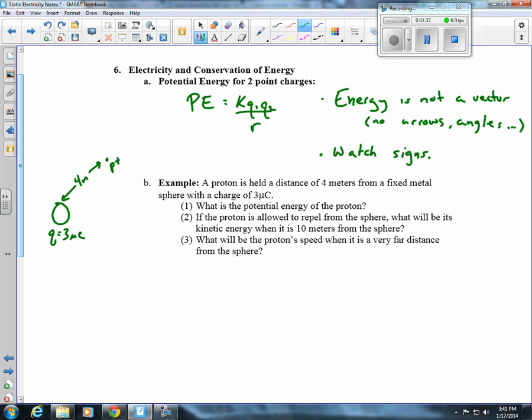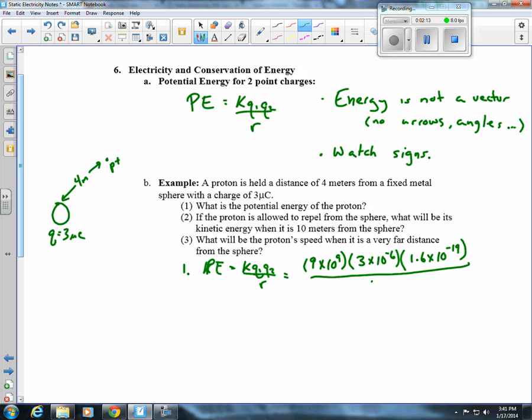And there's going to be potential energy in there because that proton wants to fly away, and if I'm holding it there and it can't, there's some potential energy stored. So for 1, we're going to find the potential energy, and it's kQ1Q2 over R. So k is 9 times 10 to the 9. Q1 might be the 3 microcoulomb charge, and we have to remember micro means 10 to the minus 6. And then the second charge is the proton, and we have to remember the charge on a proton is 1.6 times 10 to the minus 19. And then we're going to divide that by the distance, which was 4 meters.